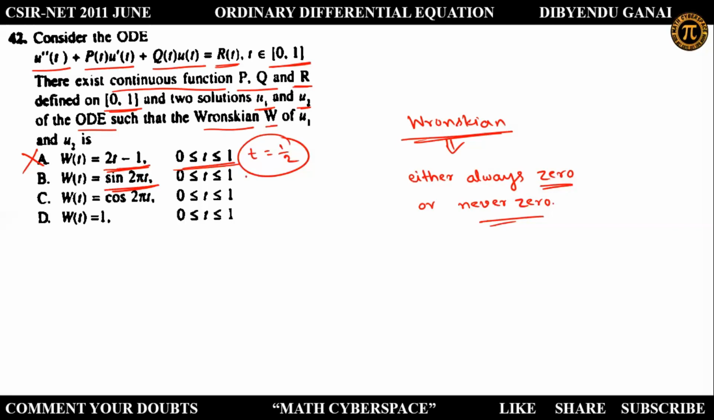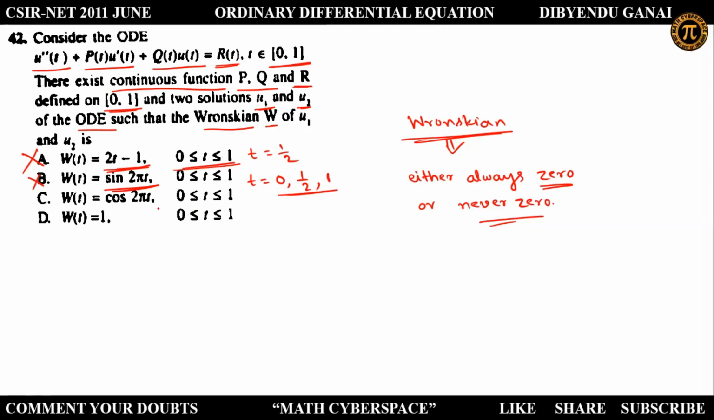Now, in this case, suppose t equals 0. Because sine 0 equals 0, consider t equals 0, t equals half, and t equals 1. If t equals 0, sine 0 equals 0. If t equals half, then sine pi equals 0, and if t equals 1, then sine 2 pi is again 0. So in option B, the Wronskian is 0 only at these 3 points, but at all other points it is non-zero. Okay, so option B is incorrect.